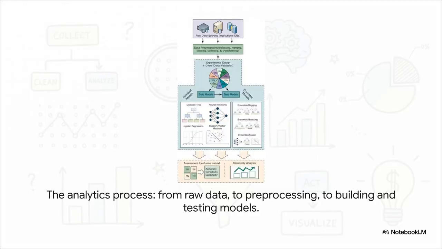This visual here really lays out the whole roadmap for us. You can see the raw data coming in, going through that all-important cleaning step. And then the analysts test a whole bunch of different models, things like decision trees, which are basically just a series of if-then questions, or neural networks, which are kind of inspired by the human brain, all to see which one is the best at predicting who might leave.